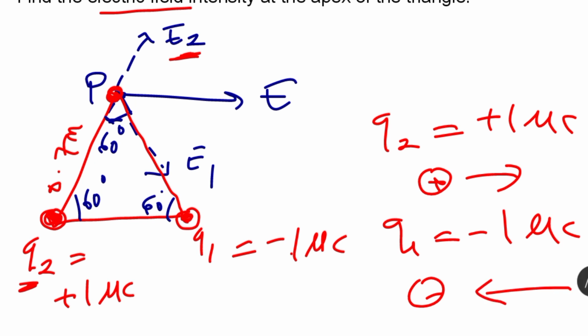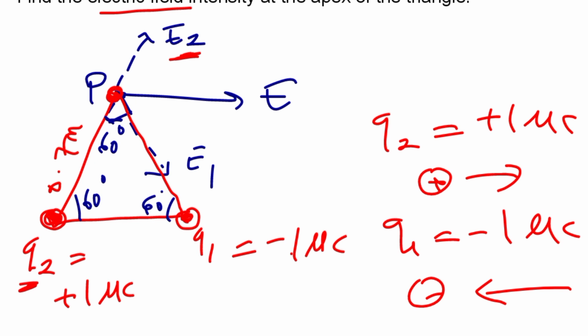So what we need to do here is solve for the electric field E2 and likewise for E1 and add them together. You get the point? So we find the resultant between both E1 and E2. If we can find the resultant between E1 and E2, we can know the resultant, which is E, that is being felt at the point P.